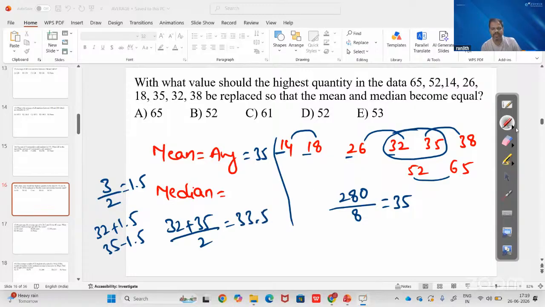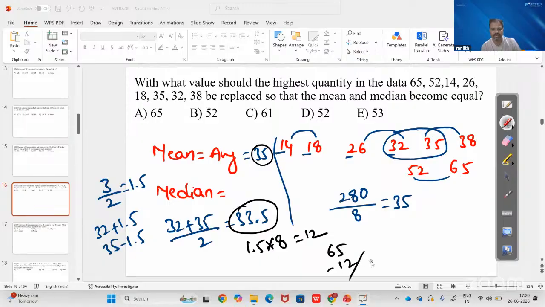We need to equate both of them. So how to equate both of them? We need to take the difference. Difference will be equal to 1.5. How many numbers are we having? 8 numbers. 1.5 into 8 equal to 12. So the highest number equal to 65. 65 minus 12 equal to 53. So the answer equal to 53. Answer equal to 53.